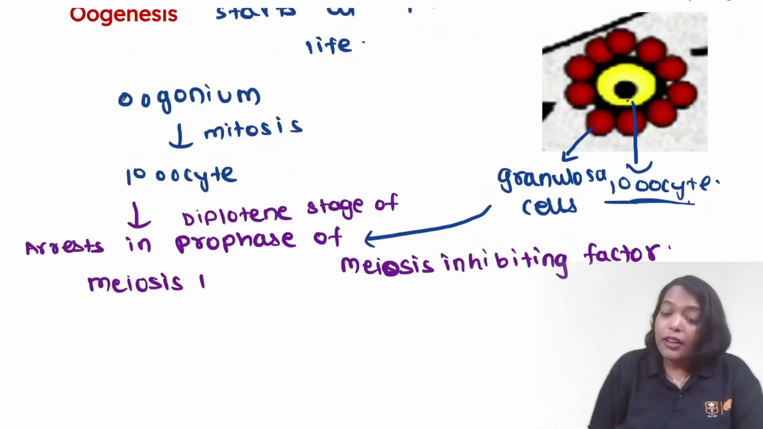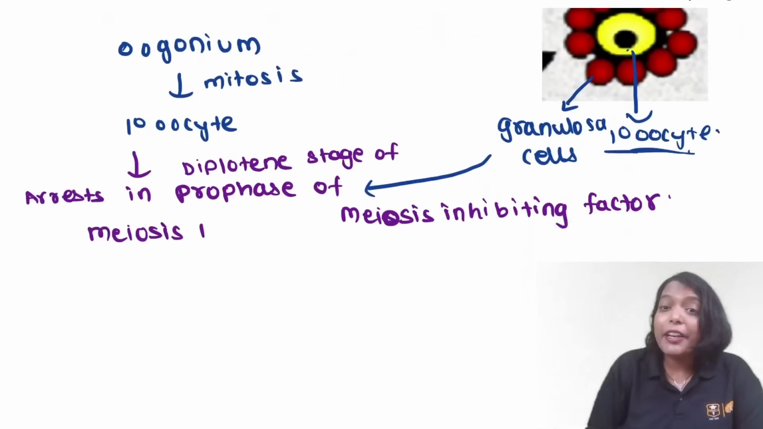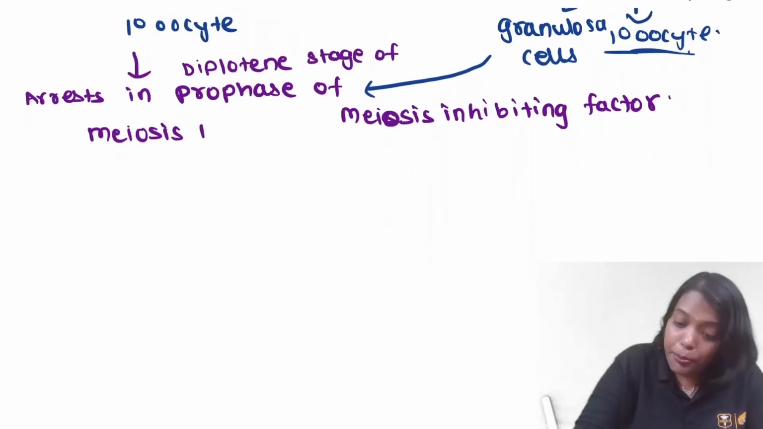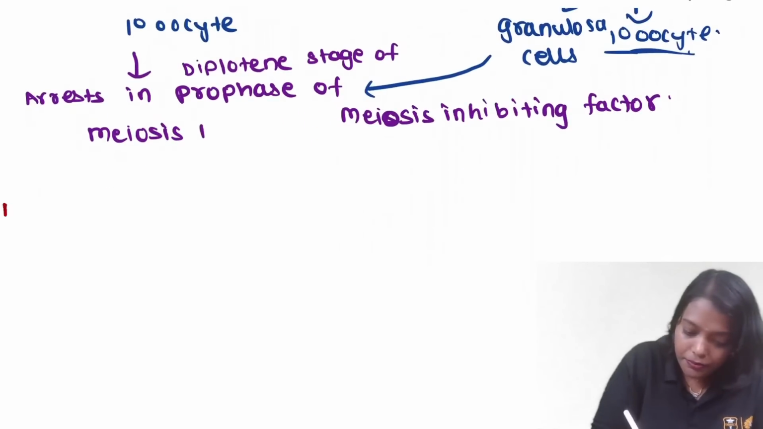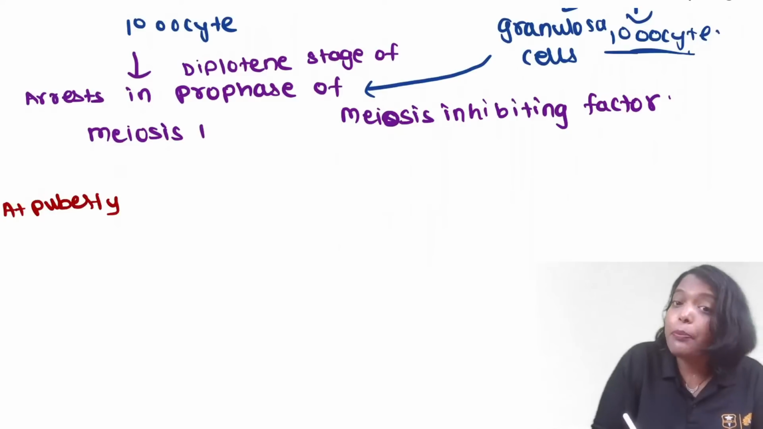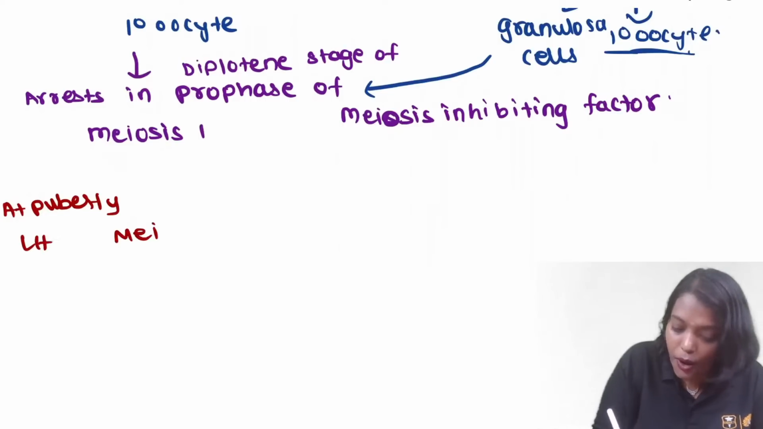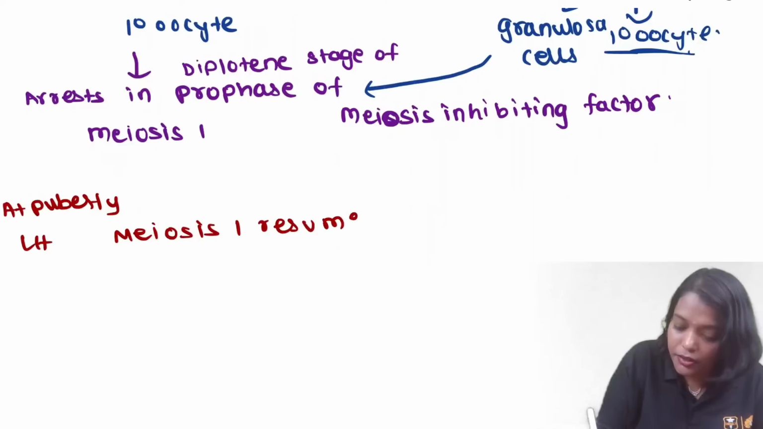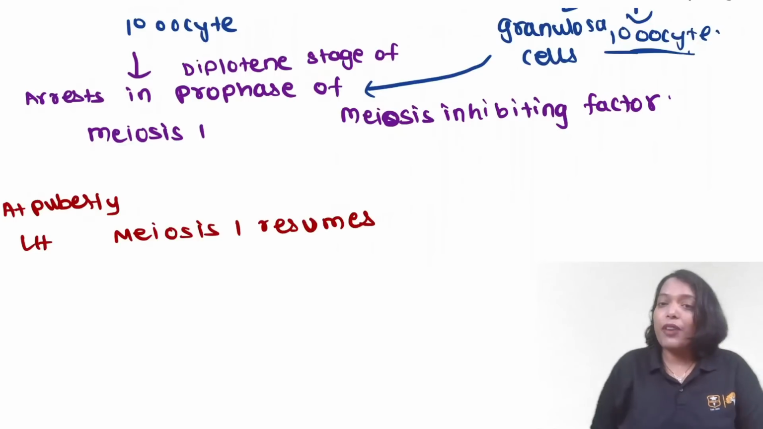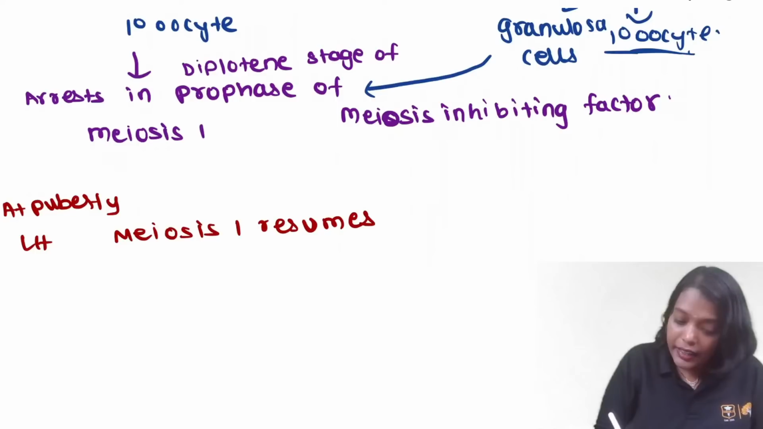Logical, right? You want her to reproduce when? At puberty. So at puberty, with the help of LH hormone, meiosis 1 resumes, and the primary oocyte will release.